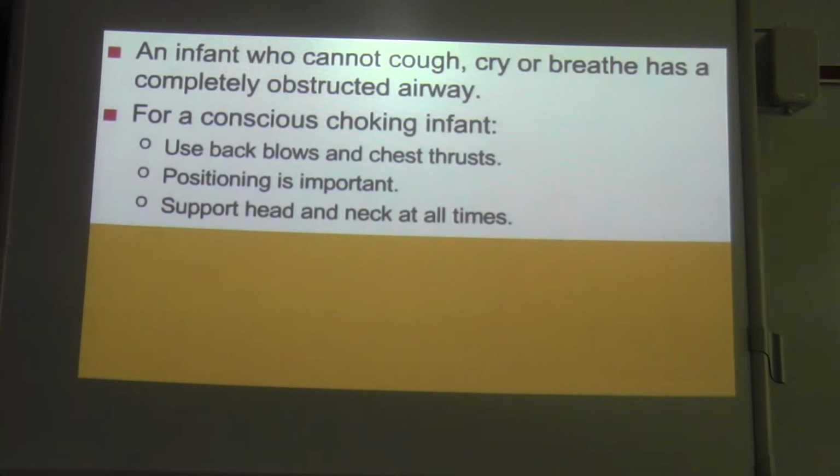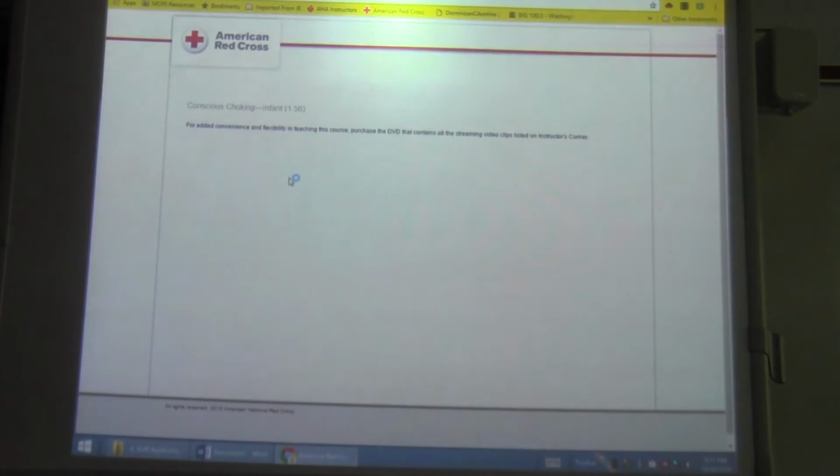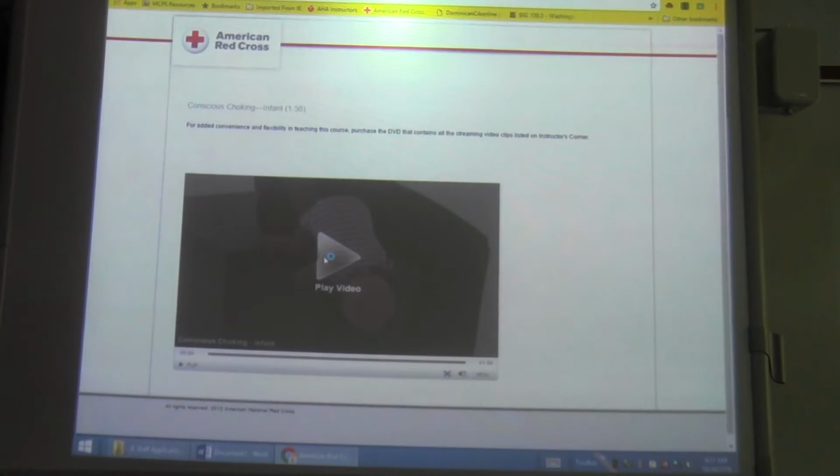Anybody who's ever held an infant knows that the head and the neck is very wobbly because it's not developed yet. There's no support. That's why you swaddle the baby and have it sleep on its back so it can breathe. Because it can't lift itself up, it could suffocate. It could have SIDS, sudden infant death syndrome. All right, so here we go. Conscious choking infant. And I will give you information out of this clip that reflects on what you need to know.